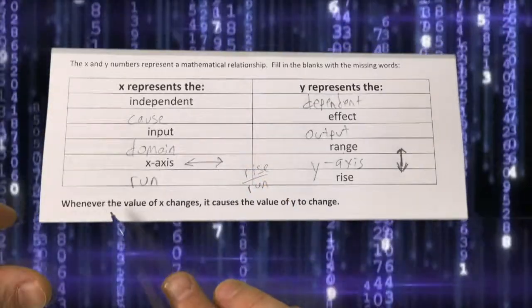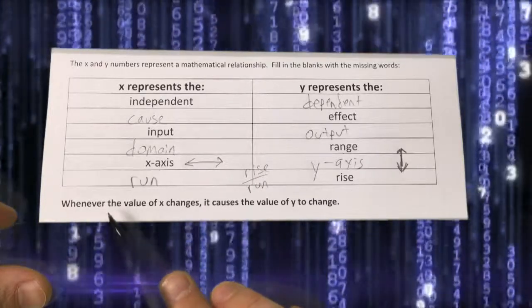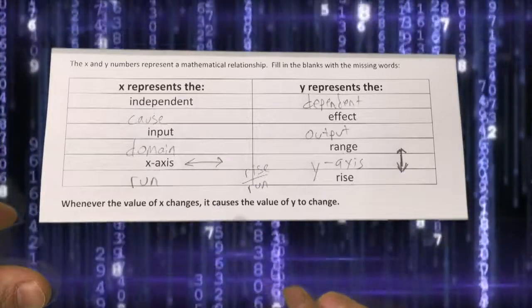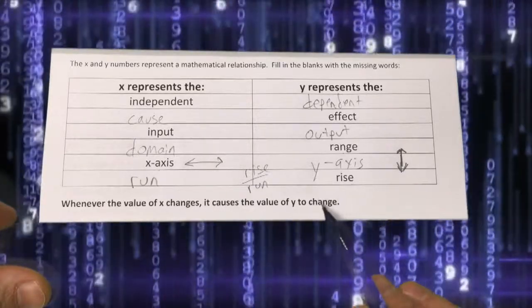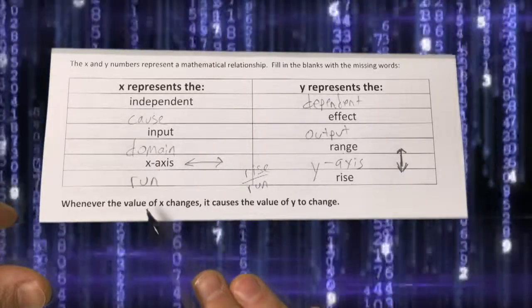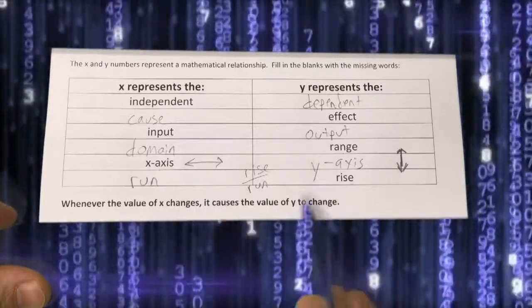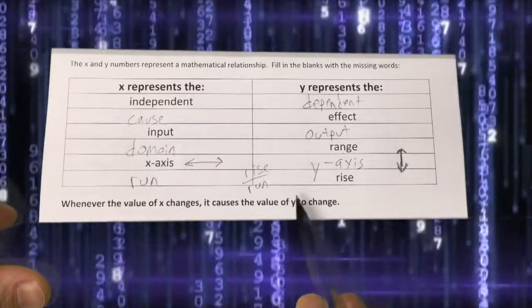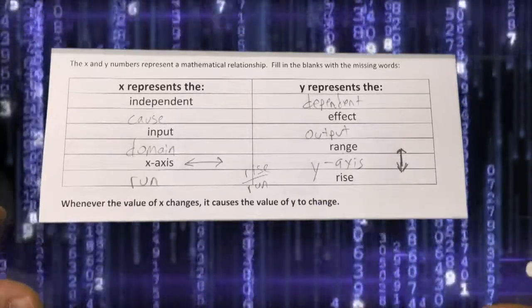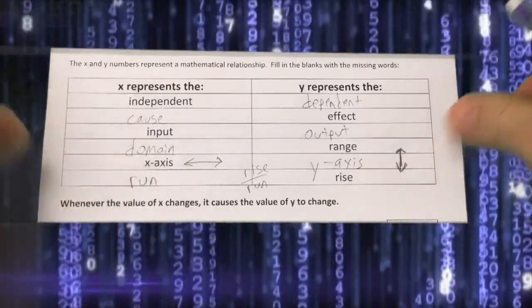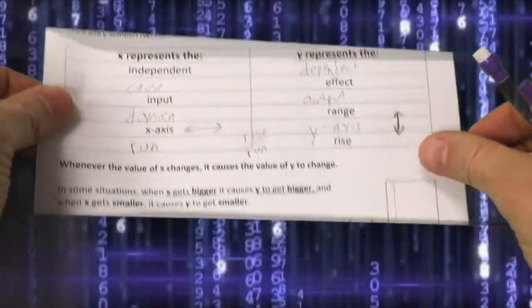The most important thing to remember is whenever the value of x changes, it causes the value of y to change. So x happens first, x changes first. As a result, the y happens second. The y changes second. Let's go ahead and look into different ways x can cause the y to change.